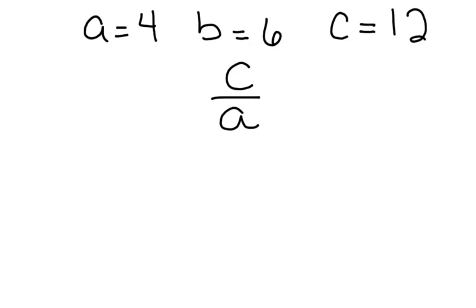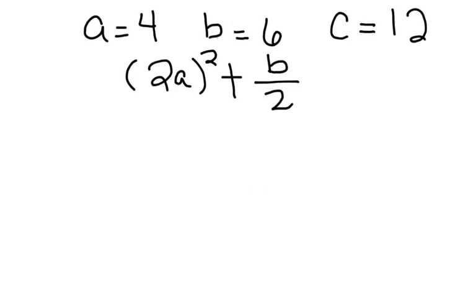Our next expression looks a little confusing sometimes at the beginning of learning algebra, but in algebra we sometimes write a division problem like a fraction. So this expression actually reads c divided by a. When we substitute our given values in for our variables, we have 12 divided by a, which is 4. So 12 divided by 4 is equal to 3. So the answer for this expression is 3.